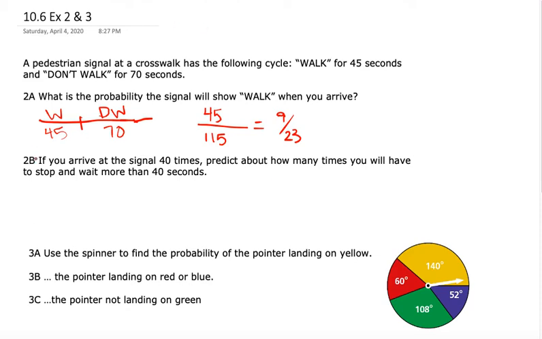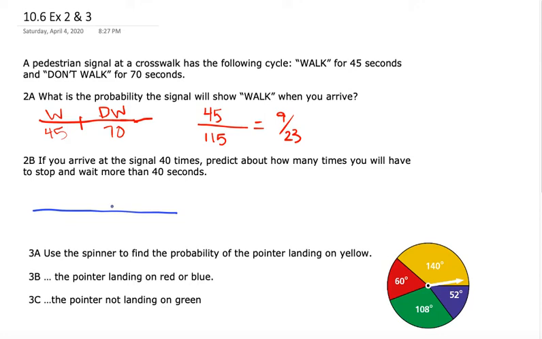This one here, I believe, is the most difficult one of all, and it's not that bad if you draw it out right. So we're still using the same pedestrian signal crosswalk. If you arrive at the signal 40 times, predict how many times you have to stop and wait for more than 40 seconds. So if you think about this, I'm going to draw it maybe a little bit differently.